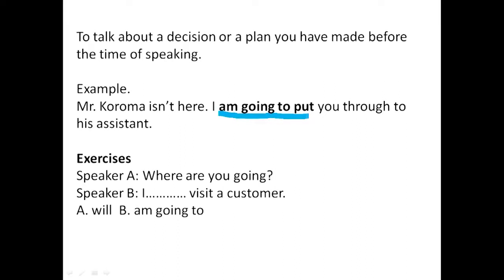So we use the be going to feature in two circumstances. One, to express something that is sure to happen, that we are certain will happen. And secondly, when we have had a plan about something before we even say it. Otherwise, we go back to the will. Remember, I told you we can use will in about 5 circumstances.